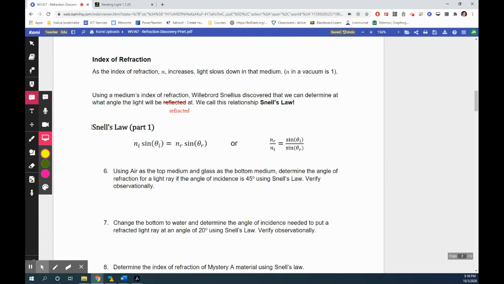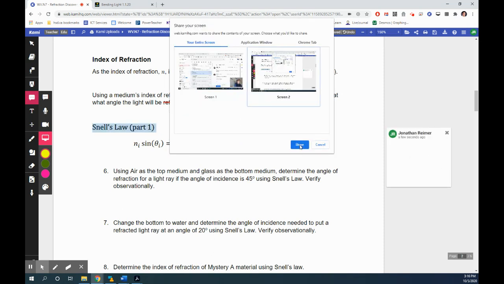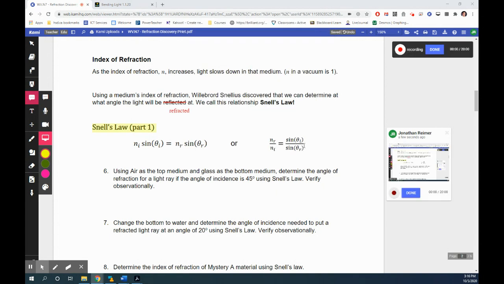Okay, we're going to go from here, for part 2. Okay, so let's do the next challenge here. Let's use air as the top medium and glass as the bottom medium. And then we'll determine the angle of refraction for a light ray if the angle of incidence is 45 degrees.